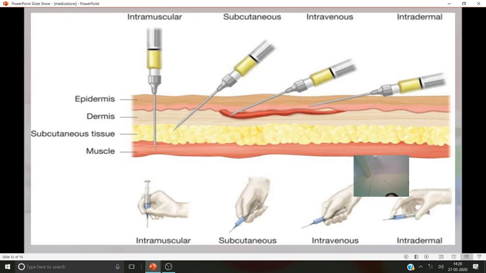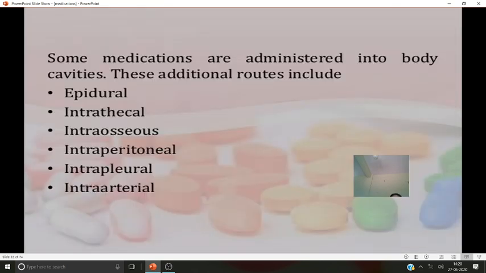Then another route, the intradermal route. In the intradermal route we can see some of the insulin injections can be given. Here you can see the intramuscular route, the subcutaneous route, intravenous injections, and intradermal also. And some of the medications in the parenteral route can also be administered into the body cavities. These include epidural route, intrathecal route, intraosseous route, intraperitoneal route, intrapleural route and intraarterial routes.